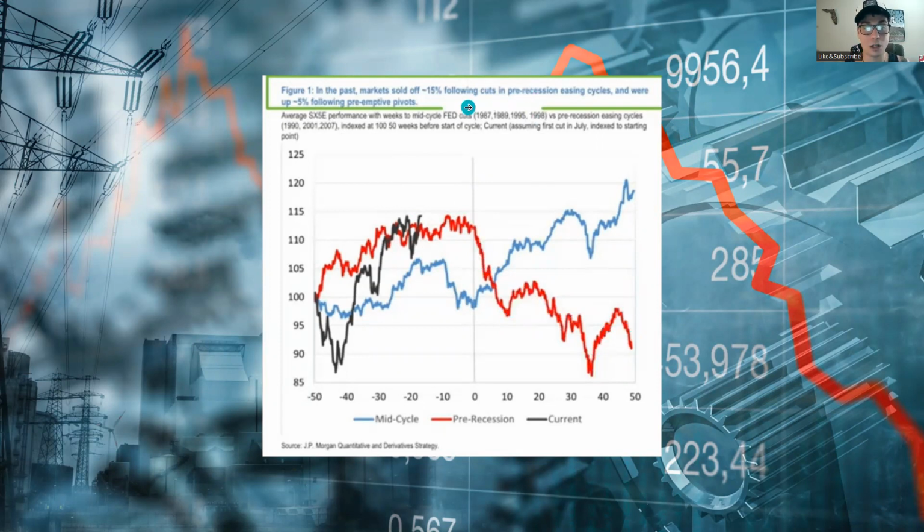But it was followed by roughly 5% up moves following preemptive pivots. So if they pivot and we end up not getting a recession or we get that soft landing, you can see it has been kind of good for the stock market. Now, this is currently where we're at right now. So we're going to see how this ends up developing and playing out once we actually get that pivot, right? Is the stock market going to head into a recession and go down? Or, possibly can we escape that recession, maybe get a soft landing and start to see a rally in stocks?